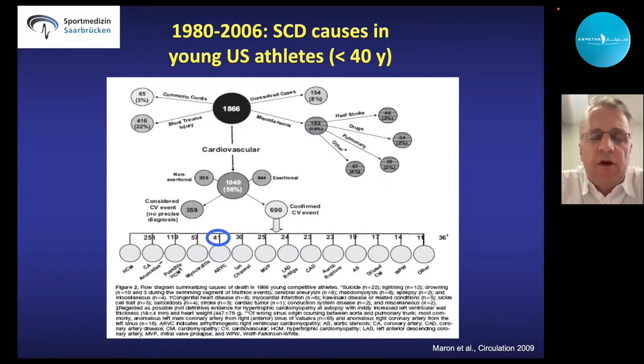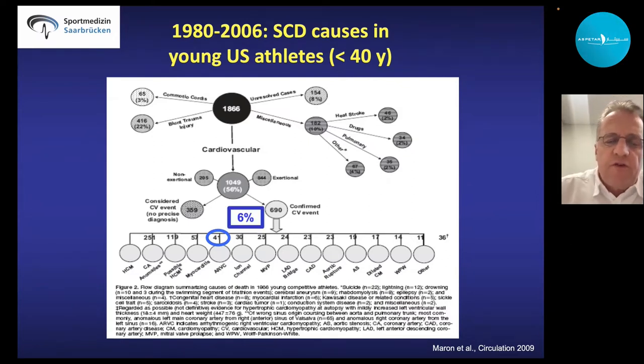And another example comes from the United States. Here we find a 6% incidence in US athletes below 40 years of age. And also here, football players, so soccer players, are included at a much lower percentage than in the German registry.